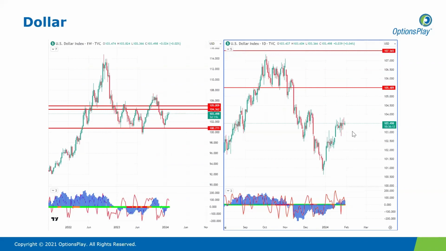Okay, the US dollar index, lots and lots of consolidation at around that 103.50 level, price unable to break above that level and close above that level. As you can see, plenty of intraday rejections from there.